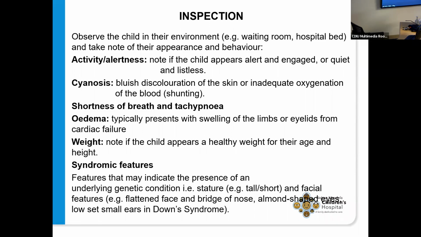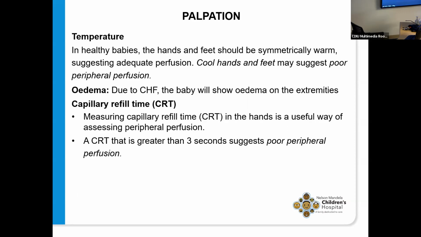The weight, we'll note if the child appears healthy for their age and height, and then we'll also note syndromic features, such as we'll look at the stature and facial features. So like a flattened face and bridge of nose or almond-shaped downward eyes, which suggests Down syndrome, which is found more prominently with babies with AVSD.